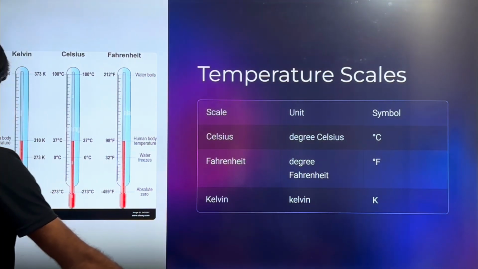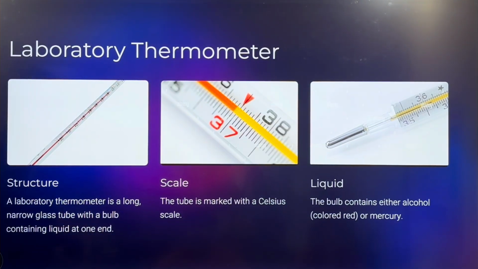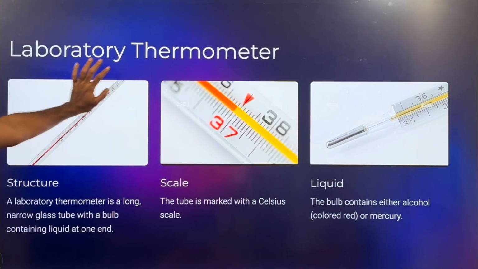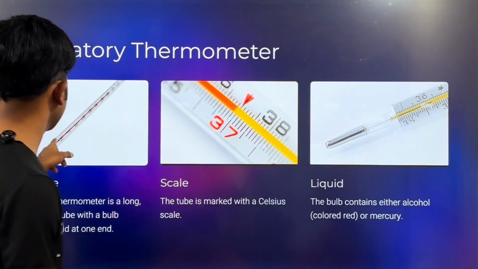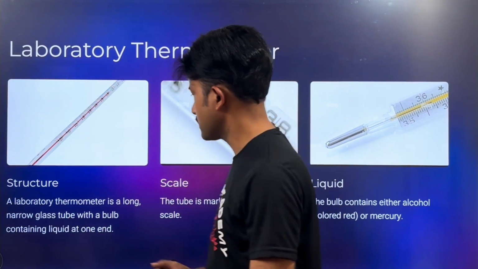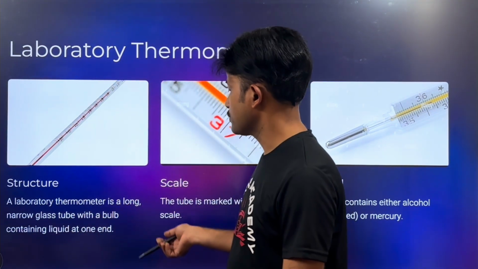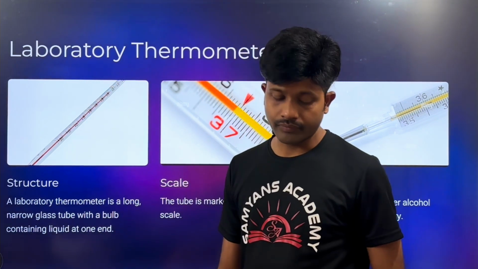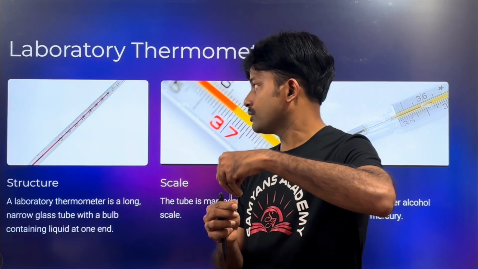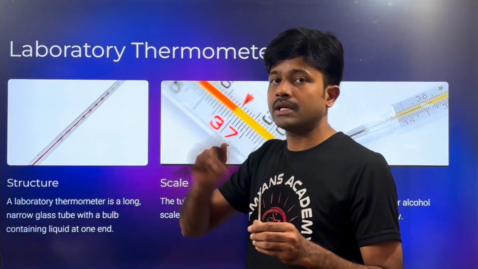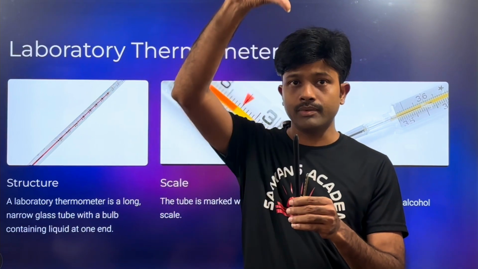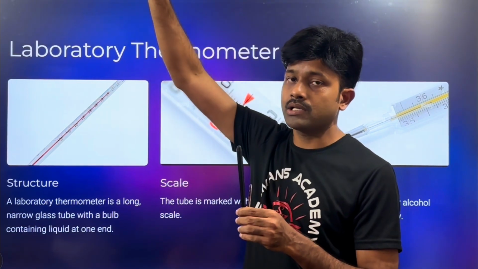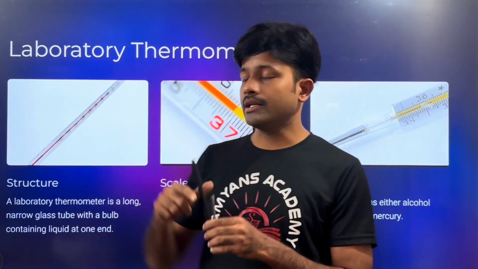Okay, so next one is the laboratory thermometer. Have you seen this laboratory thermometer? The structure of the laboratory thermometer is like this. It is marked from minus 20 degrees Celsius up to 100 degrees Celsius. A laboratory thermometer is a long narrow glass tube with a bulb containing liquid at one end. The length of the tube is very long compared to the clinical thermometer, which is very short. The laboratory thermometer has a long narrow tube marked from minus 20 to 100 degrees Celsius.